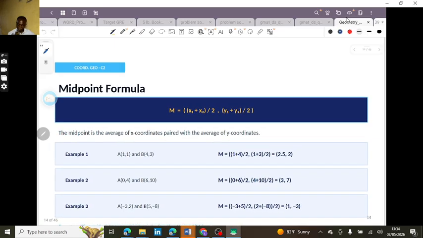The midpoint value, just the middle of the coordinates. So 1 plus 4 divided by 2, 2.5. 1 plus 3, 4 divided by 2.